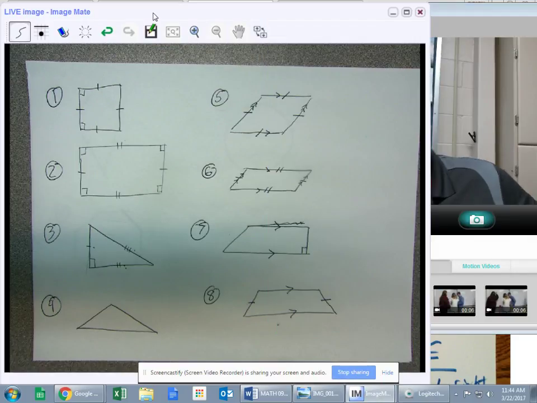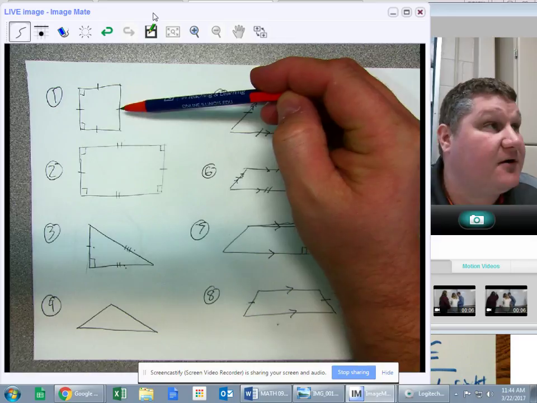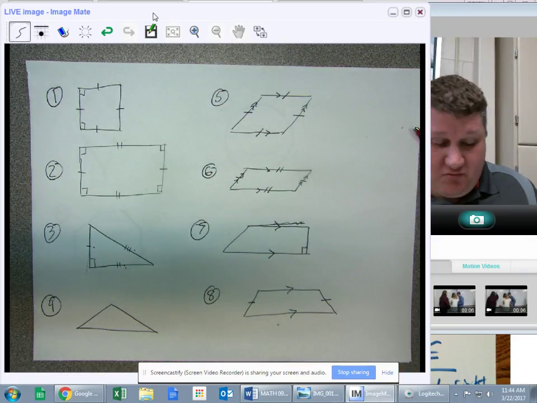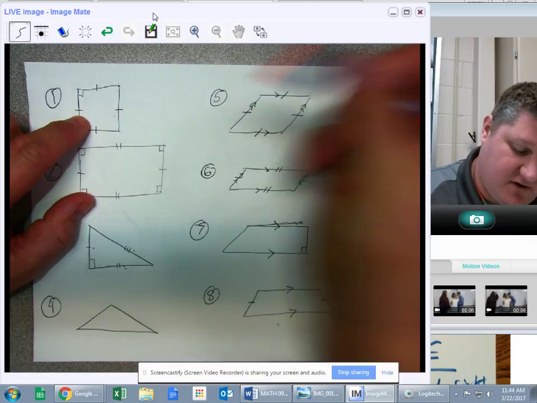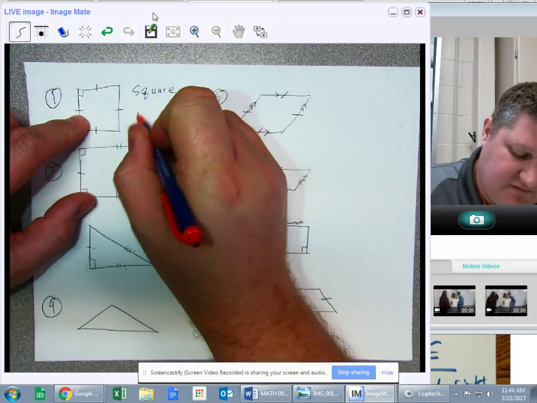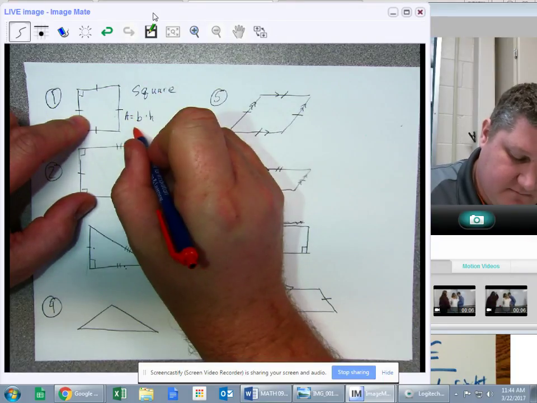All right, ladies and gentlemen, let's talk about areas. Now, what is this shape right here? Just yell it out. Square, very good. What is the area of a square? Base times height. Does anybody have an alternative formula?